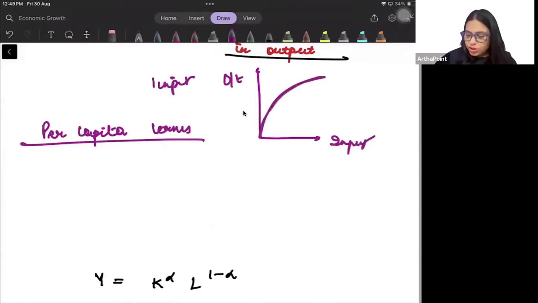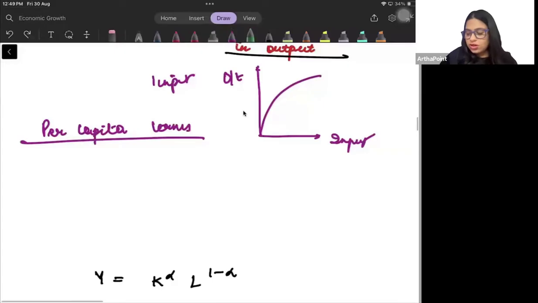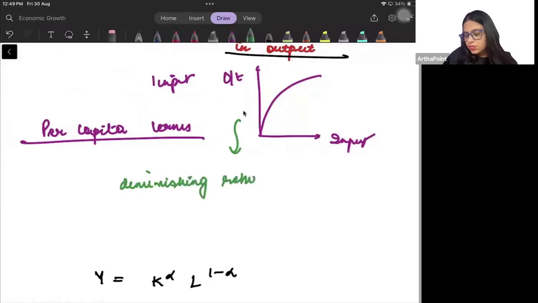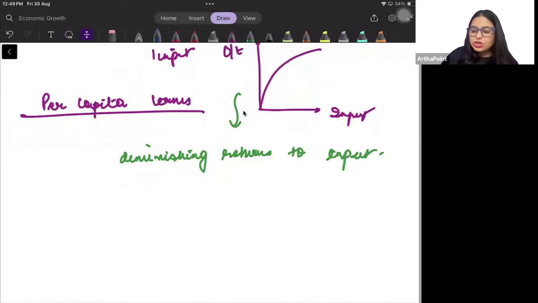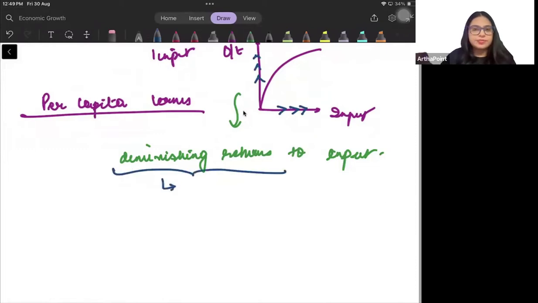Why have I drawn the production function to be concave? Because of another assumption that we make here, again one of the assumptions of the Solow model: diminishing returns to input. What does diminishing returns to input say? That as your input increases, output will increase, but at a diminishing rate, at a lesser and lesser rate. Okay? So that is the diminishing returns to input.